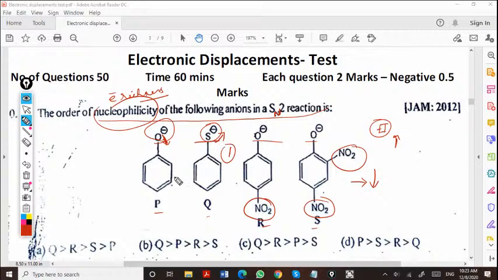So this is the first. Among these, three are with oxygen, and these two are with withdrawing groups, so this will be the second. And this is with two withdrawing groups, this is with one withdrawing group, comparatively more electron rich. So the order is Q, then P, then R, and this.